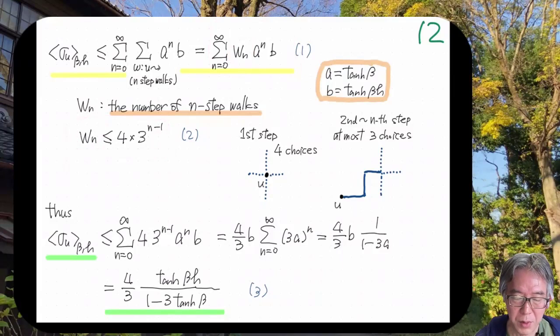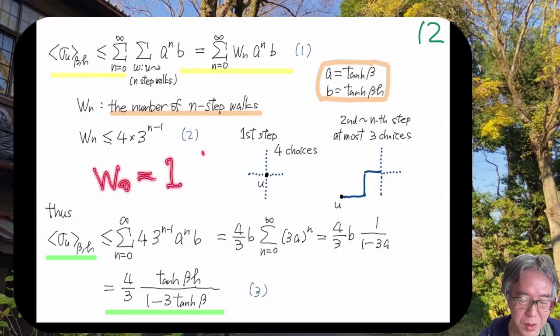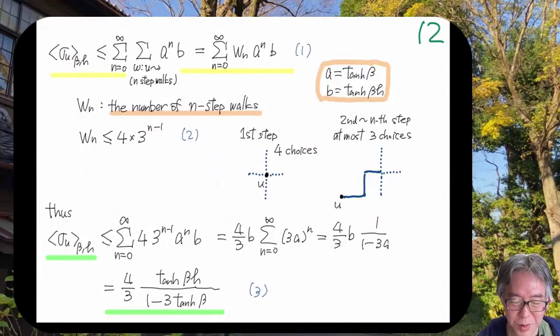How do you prove this? Well, first of all, when n is zero, the number of possible zero-step walks is 1. In this case, if you plug this 1 here, it's 4/3, so it's okay. But anyway, that's a trivial case. So let's think about the first step. You are here and you want to construct an n-step random walk. When n equals 1, you can go here, here, here, or here. There are 4 choices. Actually, this is an exact number: W1 equals 4. So there are 4 possible random walks.